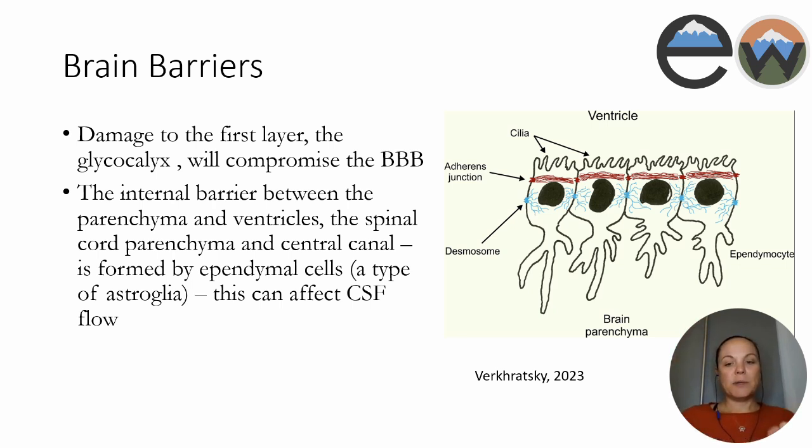Then this next little piece, again, this is repetitive from the first time that I talked, but just a reminder that this can affect cerebrospinal fluid flow because the internal barrier that we're talking about is lined with what's called ependymal cells, which is a type of astroglia that can affect cerebrospinal fluid flow and cause a disruption if the astrocytes are irritated, right? So we'll talk more about what astrocytes get irritated from, what they look like.